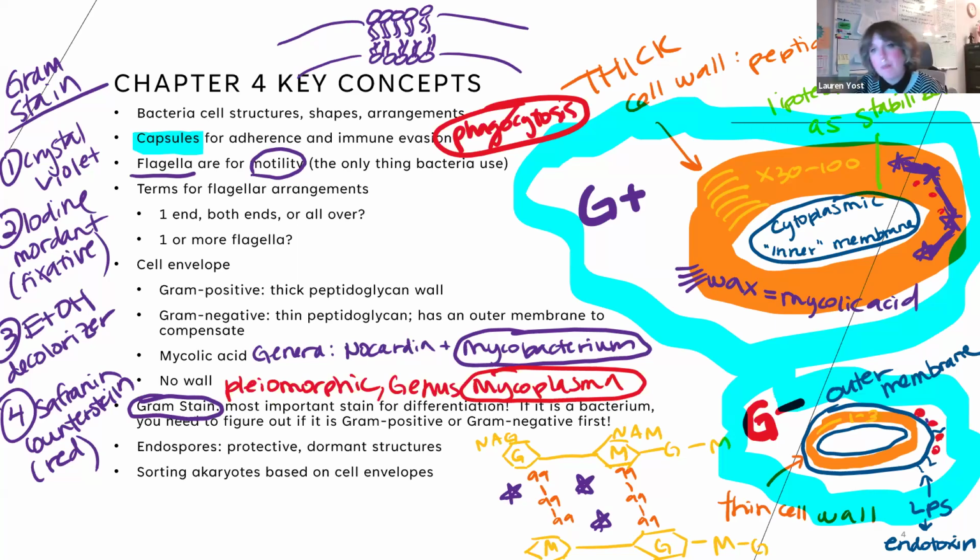So gram positives stain purple with the gram stain. Gram negatives stain red with the gram stain. We will see this in lab 3. Okay.